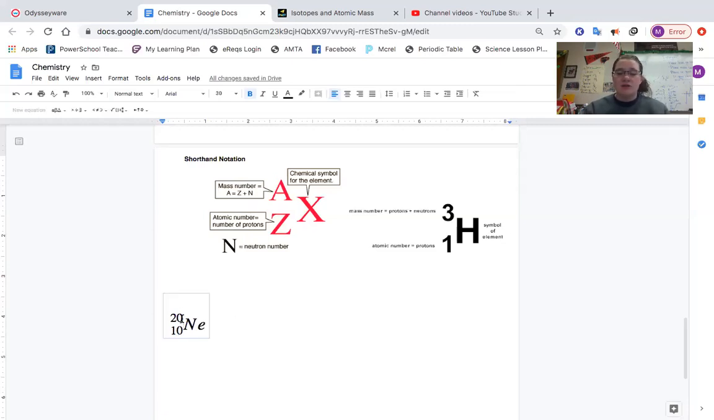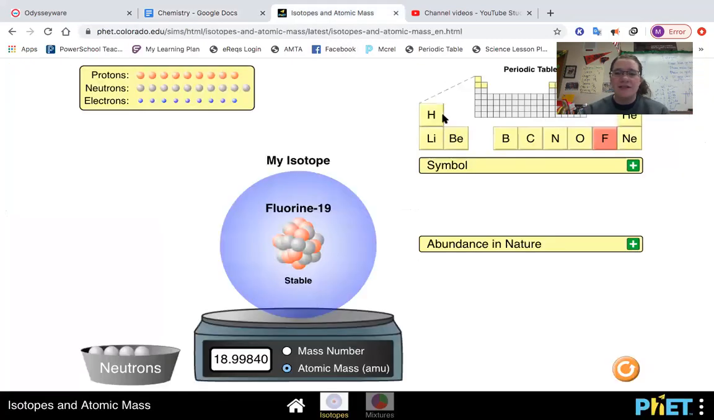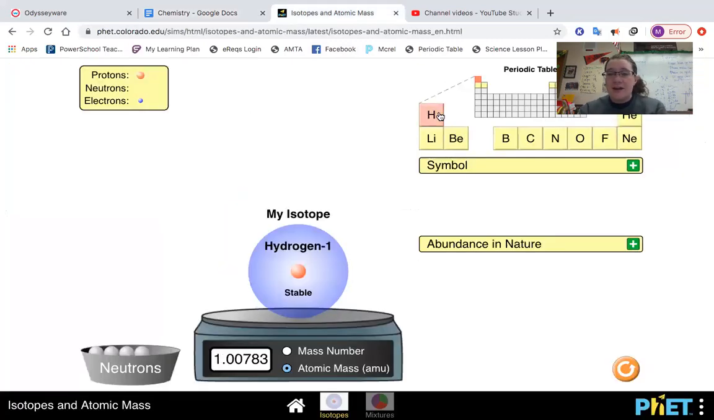If we were doing neon 21, everything stays the same because all we're changing is the mass number, the number of neutrons, and so that becomes 21. And then neon 22 would be neon 22, all right? So just looking at how these things change, I'll look at hydrogen. Hydrogen has 1 proton, and if it has 1 proton and no neutrons, then within the nucleus we only have 1 proton.